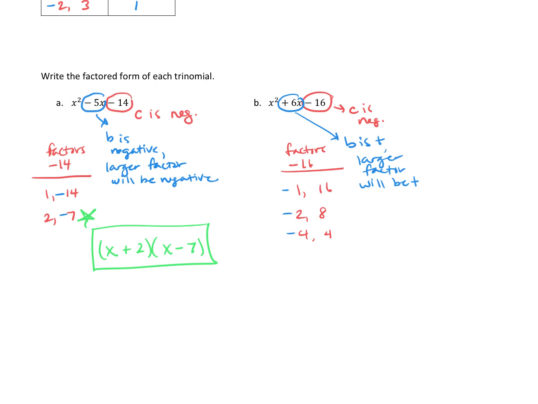And now we're looking for a factor pair to add up to a positive 6. If you go through your options, we know that negative 2 plus 8 is a positive 6. So our binomial factors are x minus 2 times x plus 8.